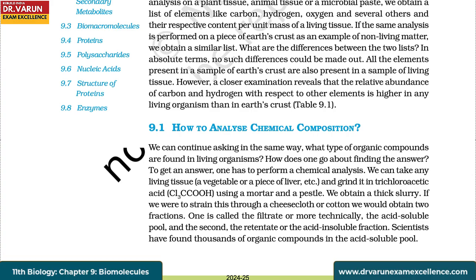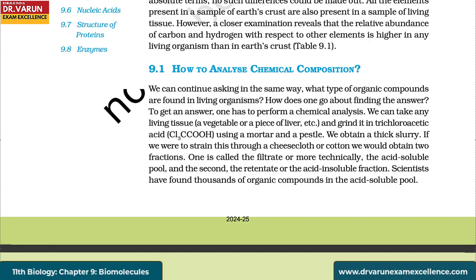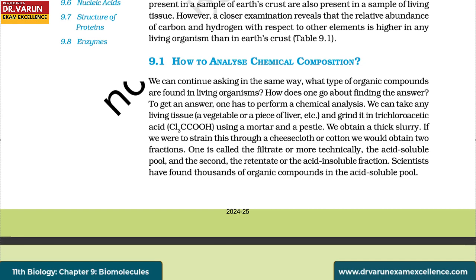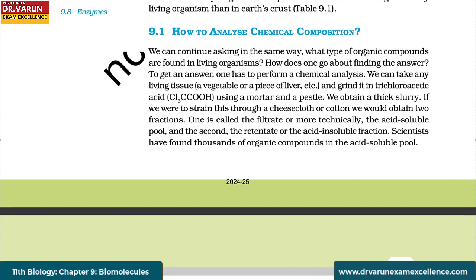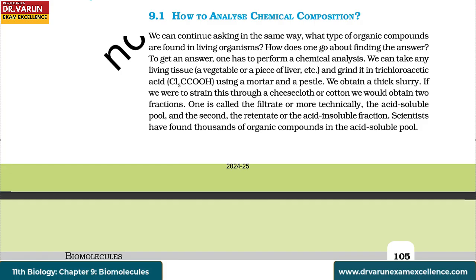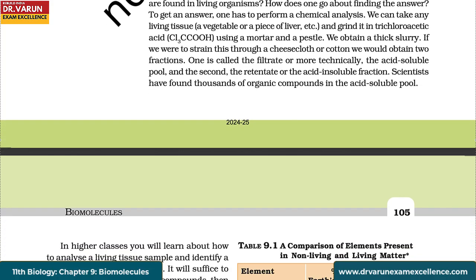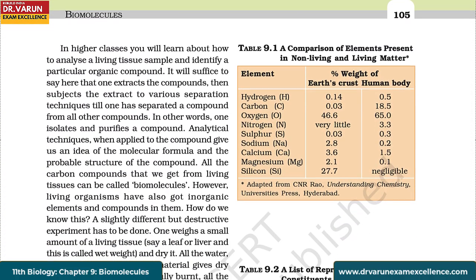We can take any living tissue, a vegetable or a piece of liver, etc., and grind it in trichloroacetic acid using a mortar and a pestle. We obtain a thick slurry. If we were to strain this through a cheesecloth or cotton, we would obtain two fractions. One is called the filtrate, or more technically, the acid soluble pool, and the second, the retentate or the acid insoluble fraction. Scientists have found thousands of organic compounds in the acid soluble pool.